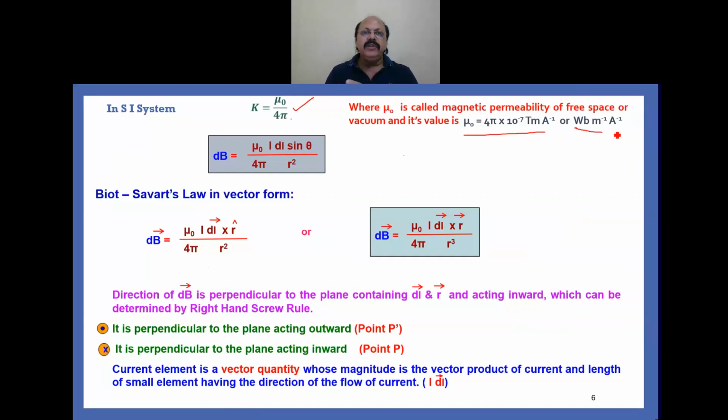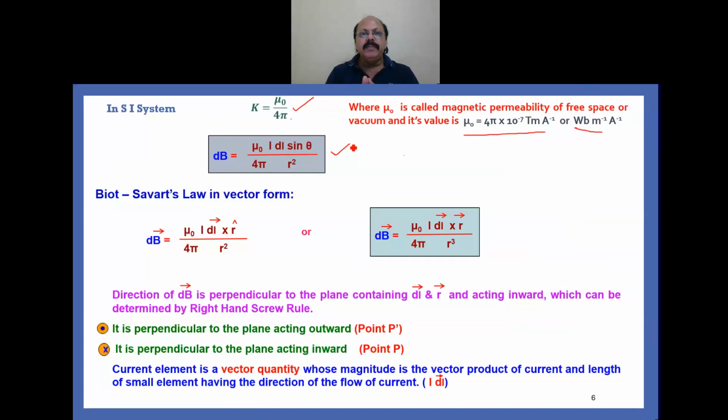Now you substitute the value of K, then you will get dB equal to mu naught upon 4 pi I dl sine theta upon r square. So this is the magnetic field at point P due to the small current element I dl.